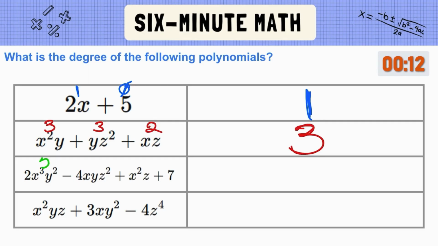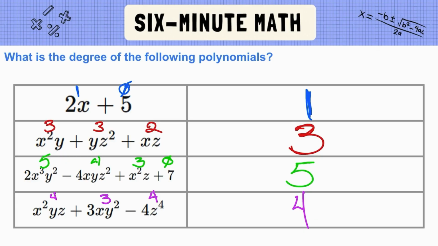My next example, I have a degree of 5, a degree of 4, a degree of 3, and a degree of 0. My highest is 5. And last example here, I have a degree of 4, a degree of 3, and a degree of 4. My highest being 4, which would be the degree of that polynomial. Those are all the examples we have today when we are talking about what is a polynomial.